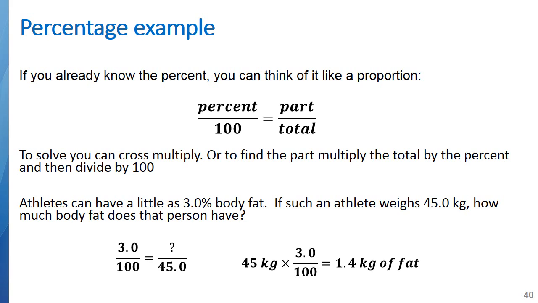So for example, athletes can have as little as 3% body fat. If an athlete weighs 45 kilograms, how much body fat does that person have? Well, 3% body fat means 3 kilograms out of 100 kilograms, 3 out of 100. But this person doesn't weigh 100, this person weighs 45. So we want to know what is the portion out of 45 that is equal to 3 out of 100. So you can take the 3 divided by 100 and then multiply it by 45 to get 1.4 kilogram of fat. So if you want to go back and check yourself, 1.4 divided by 45 will give you 3%, times 100 will give you 3%.